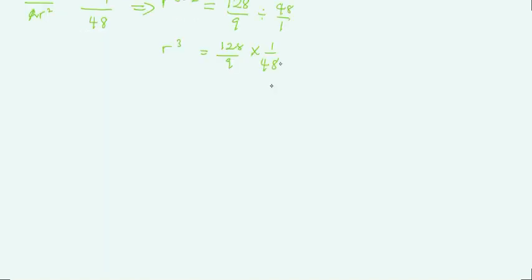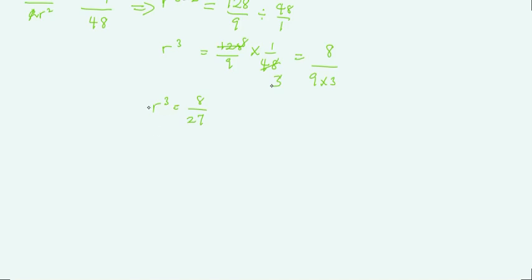When you cut this one, you have 8 over 3. So here you now have 8 over 9 times 3. So your r raised to power 3 equals 8 divided by 27.